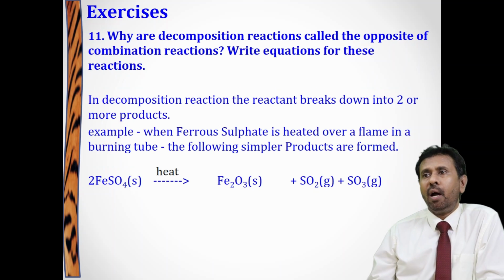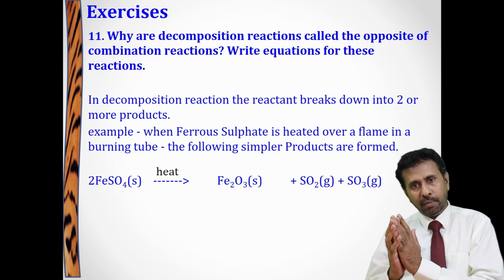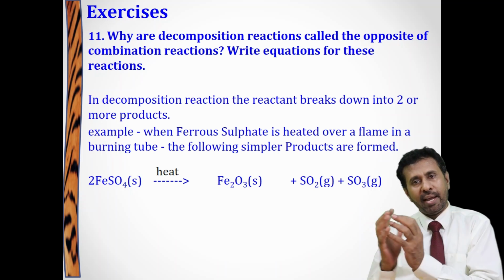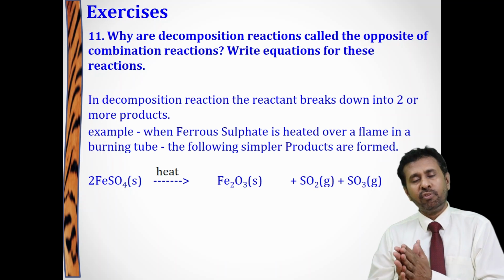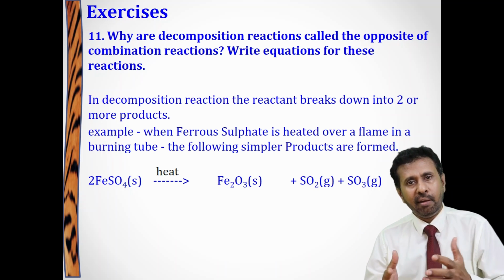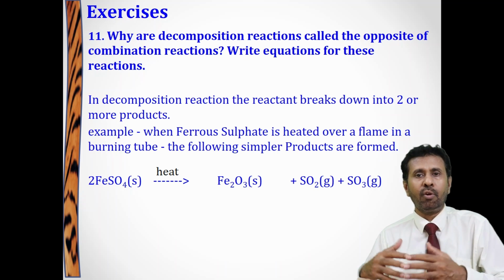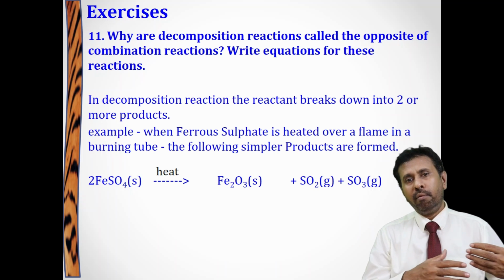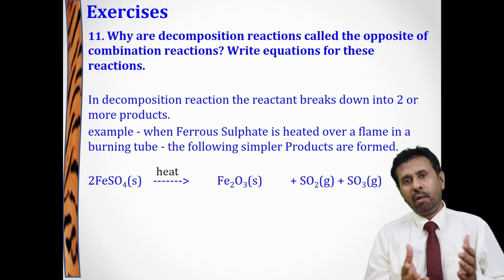So why are decomposition reactions called the opposite of combination? It's very simple. In combination, two or more reactants combine to form one product, and decomposition is exactly opposite. One reactant, on heating or due to sunlight or due to electrolysis, decomposes into two or more products.